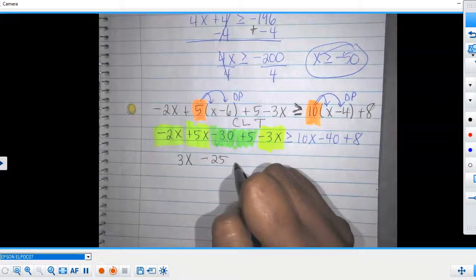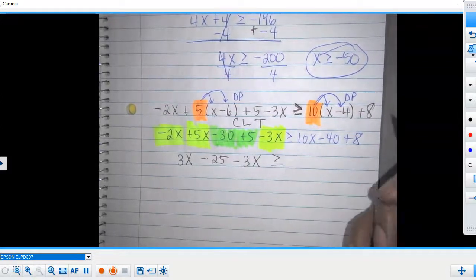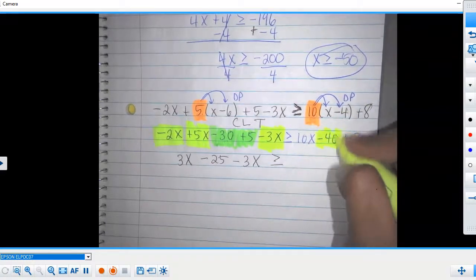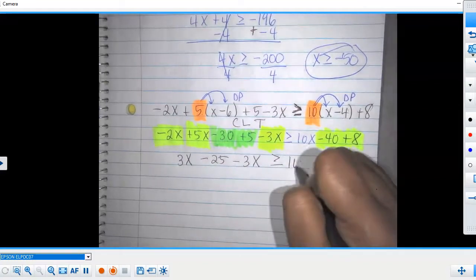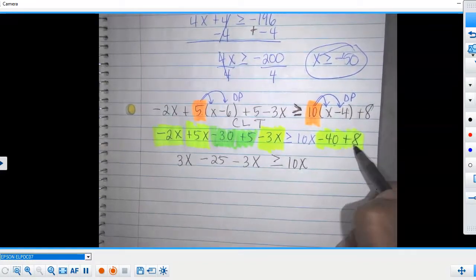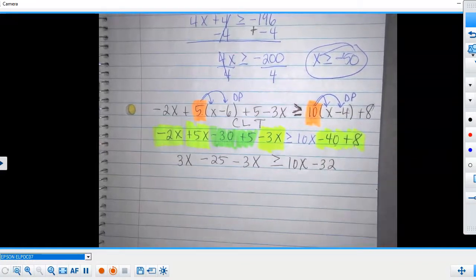Oh, this is going to be fun. I made it up, and I'm so happy because something canceled out. Greater than or equal to. And then on this side, these are my like terms, the negative 40 and the 8. So there's nothing to do to the 10x. And then I'm subtracting this for negative 32. All right, there we go.